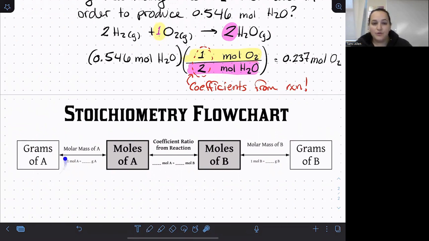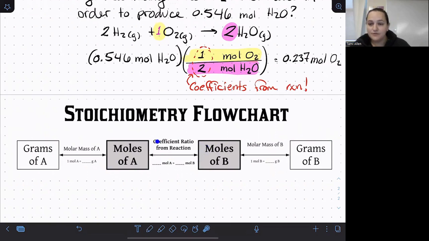So if you're starting with grams of one thing, the first thing you always want to do is convert into moles. Stoichiometry, our coefficient ratio, represents a mole ratio. So we have to work in moles for that coefficient portion. So if you're starting with a mass, you want to convert to moles first of that substance, and we use the molar mass to do that. Remember that the molar mass tells us that 1 mole of that substance is equal to some number of grams of that substance. So that's our conversion factor between grams and moles.